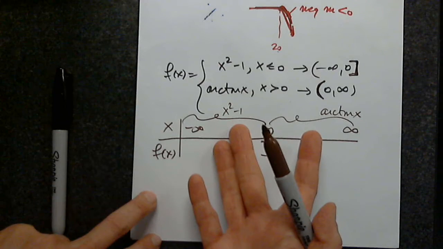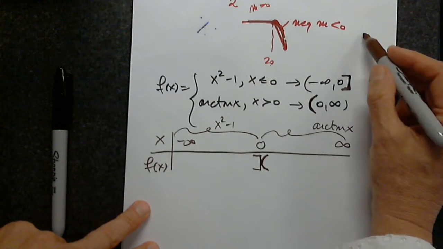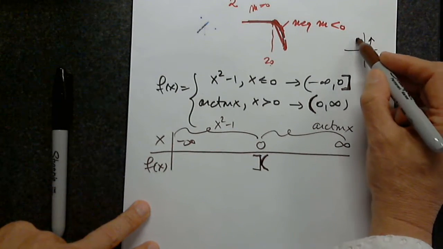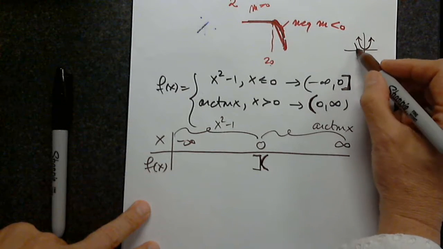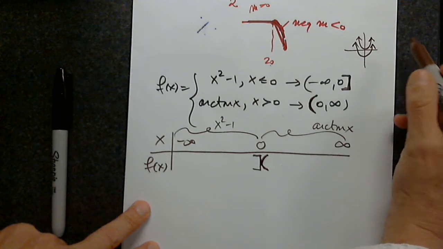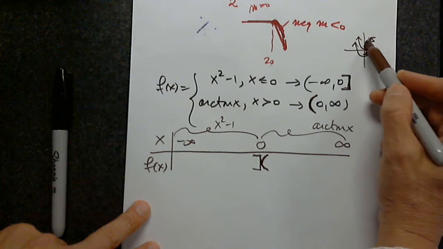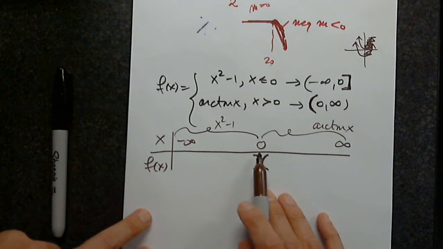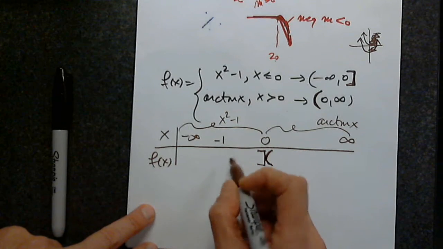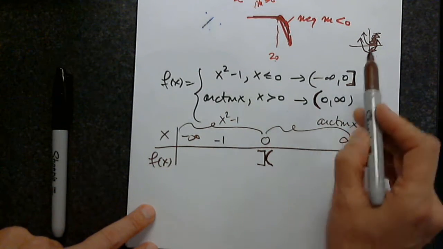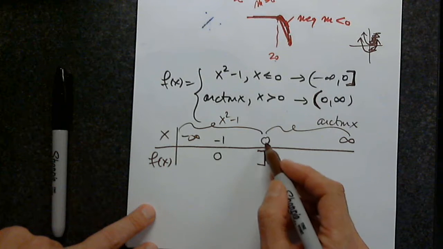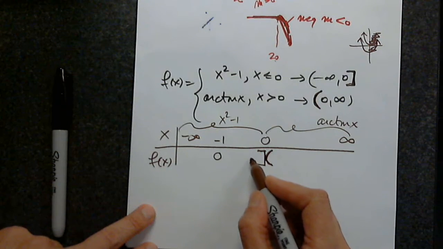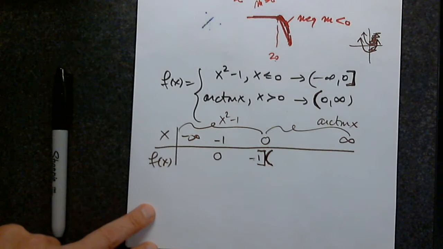So I know how to graph x squared minus 1 using transformations, right? So x squared is this for the entire function, and x squared minus 1 is this. But not this side, because I'm specifically told between negative infinity and 0. So I will plug in negative 1. When I plug in negative 1, what do I get? 0. Yes, very good. I will plug in 0. What do I get? Negative 1. And the left-hand side is done.